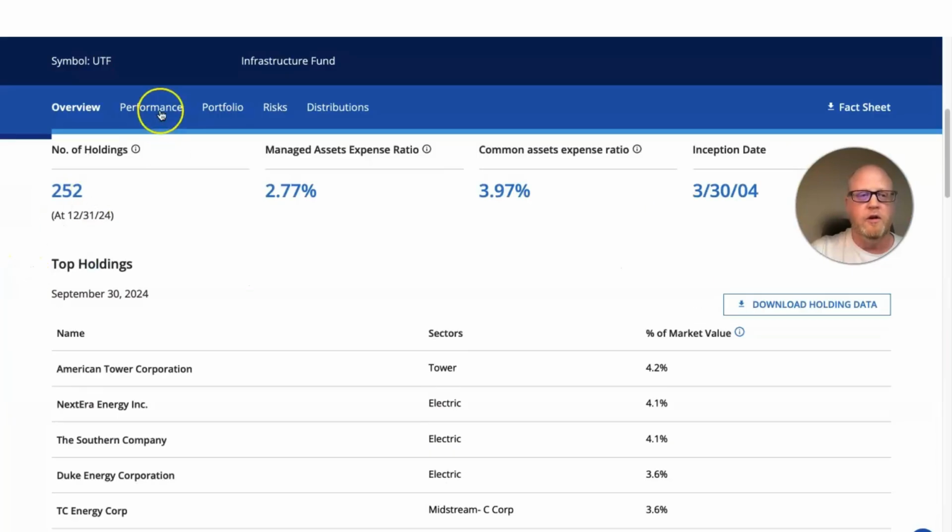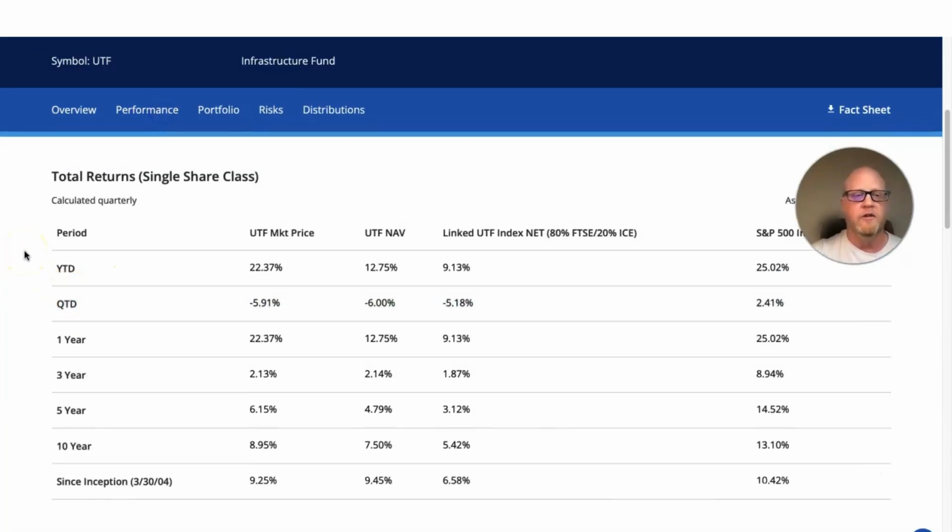So let's move over to the performance. As you can see, as of 2024, they had a very strong year, 22.33% return for the market price, which is a very good return. It actually was really close to the S&P total return. But if you look at the 5-year and 10-year, it has done a little bit worse than the market. 5-year is at 6.15% and 10 years averaging 8.95%, both of which are lower than the S&P 500.